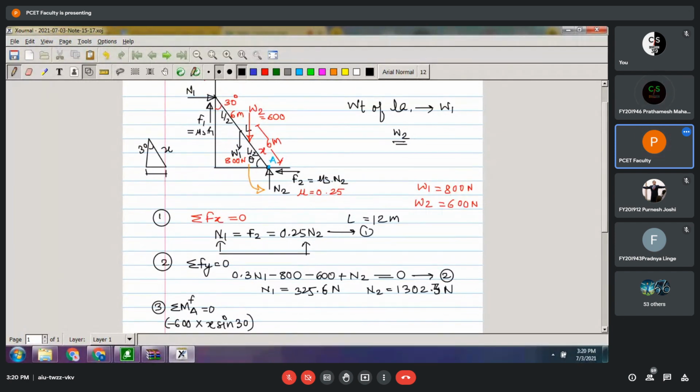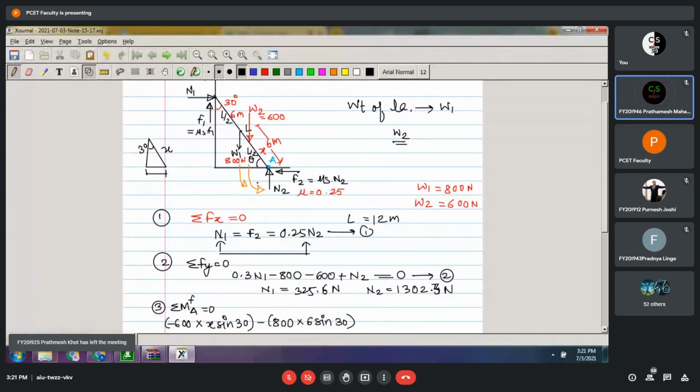Next force is W1, which again about point A creates an anti-clockwise rotational effect. So write with a minus sign again. It will be minus 800, which is the weight of the ladder, multiplied by the horizontal or perpendicular distance. It is simply 6 sin 30. Is that right? Is everyone understanding?